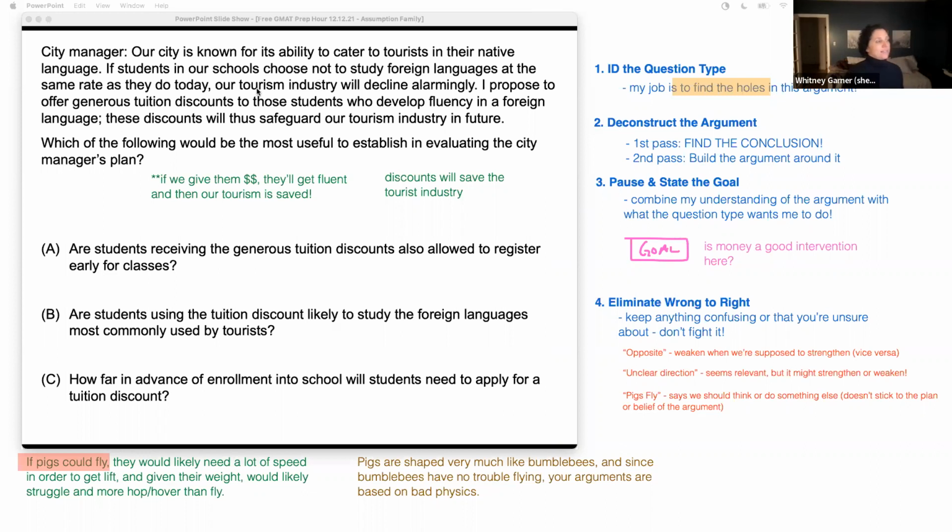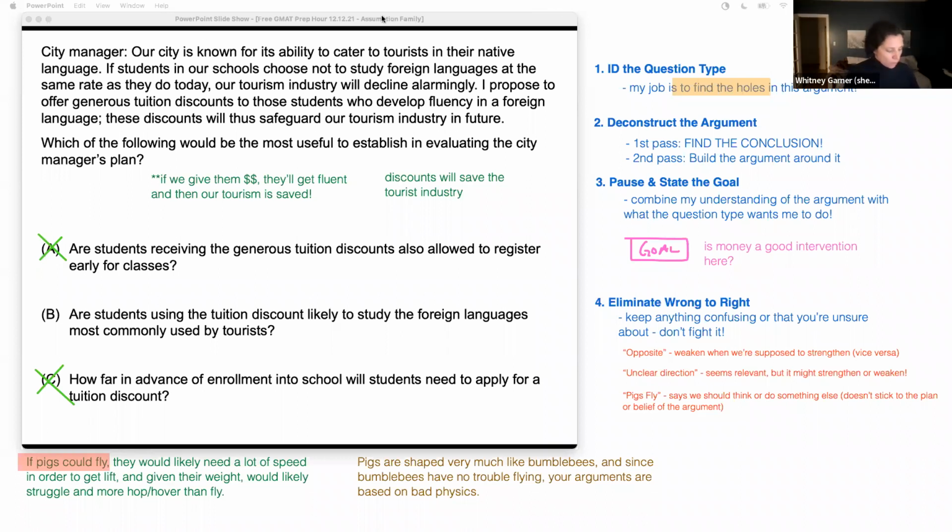Nice, very nice. So whether I'm allowed to register early, that's an unclear impact, right? Like I have no idea how that would impact whether it's going to be useful. Same for how far in advance. But knowing whether they're going to use them to study the most common languages spoken by our tourists, that matters. And so correct answer B, very nice.